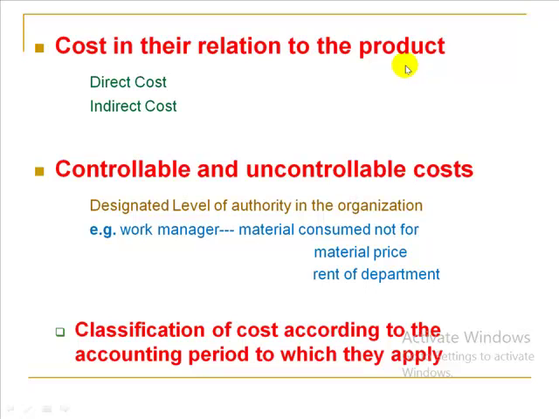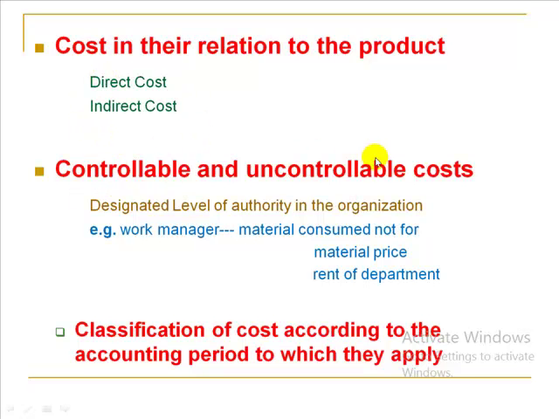So in order to find out the cost on a product, we classify cost on the basis of direct cost and indirect cost. So this is another classification of cost, that is direct and indirect cost.